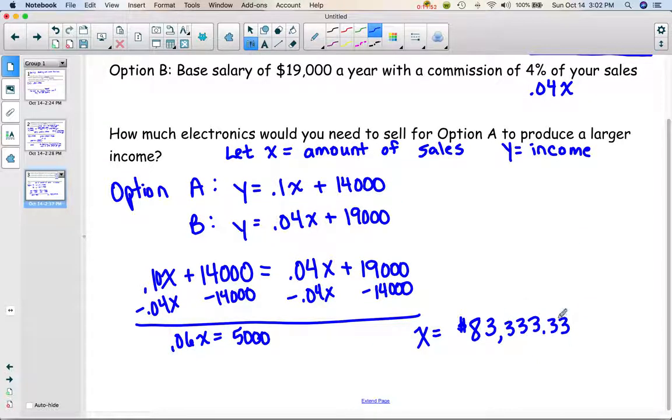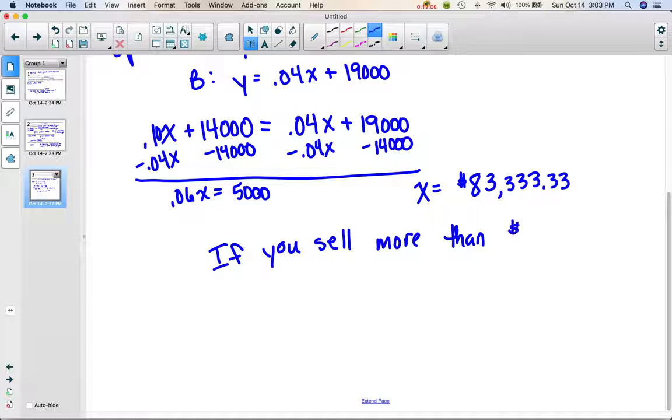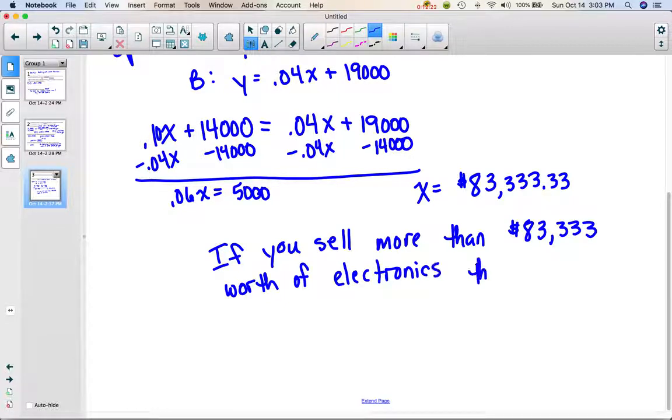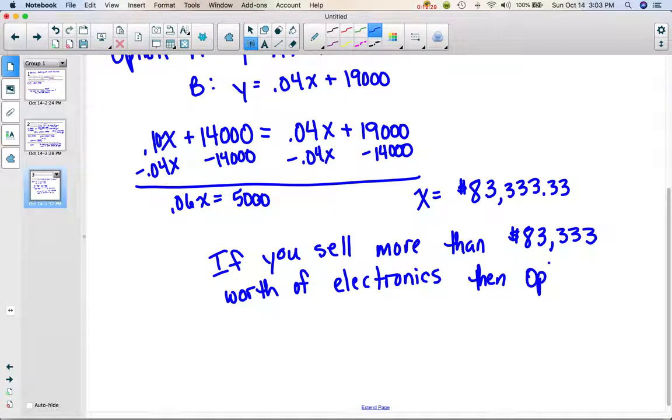Up until this dollar amount of sales, option B is better. So if you think that you are going to sell more than $83,000, let's just say $333 worth of electronics, then at that point, option A is better.